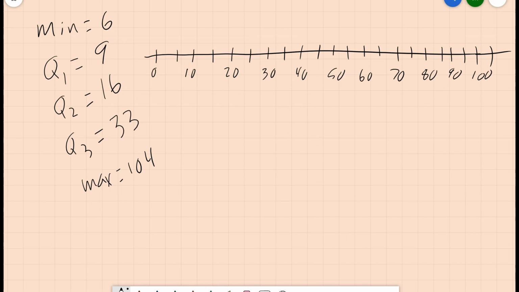So my first whisker is going to be at 6. I know they put a dot, but usually I put a line for the whisker. But if you put a dot, that's fine too. They usually put a dot. All right.